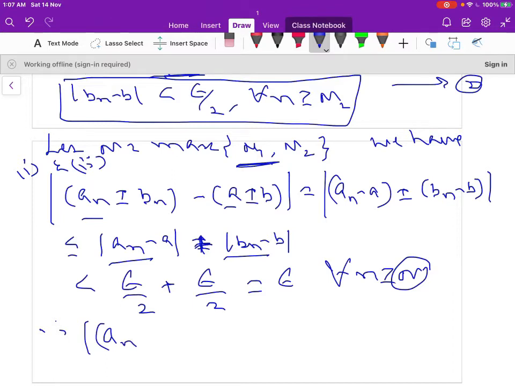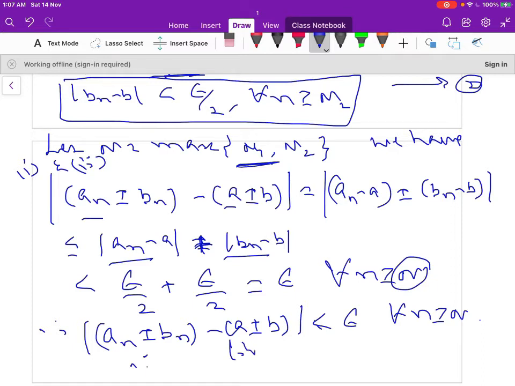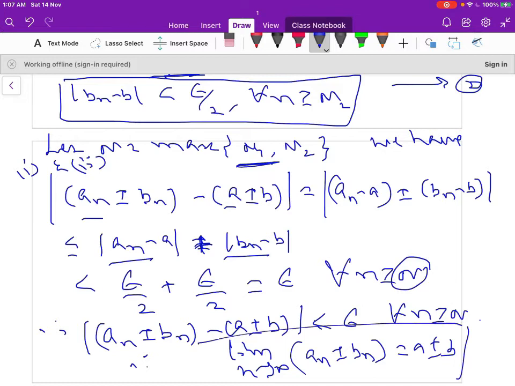So therefore modulus of a_n plus or minus b_n minus (A plus or minus B) is less than epsilon for all n greater than or equal to N. Therefore the limit as n tends to infinity of the sequence a_n plus or minus b_n is equal to A plus or minus B.